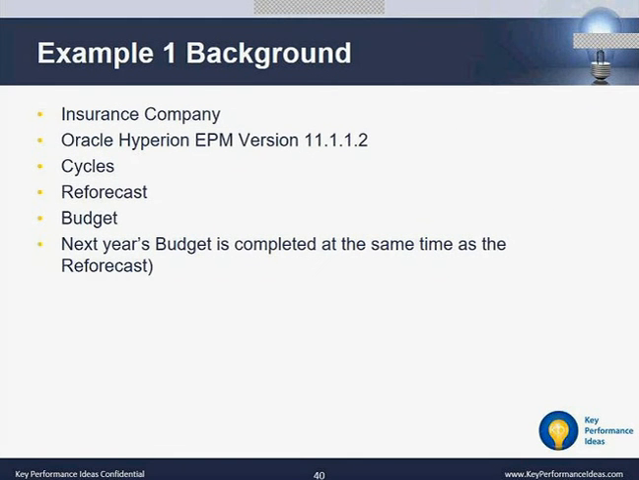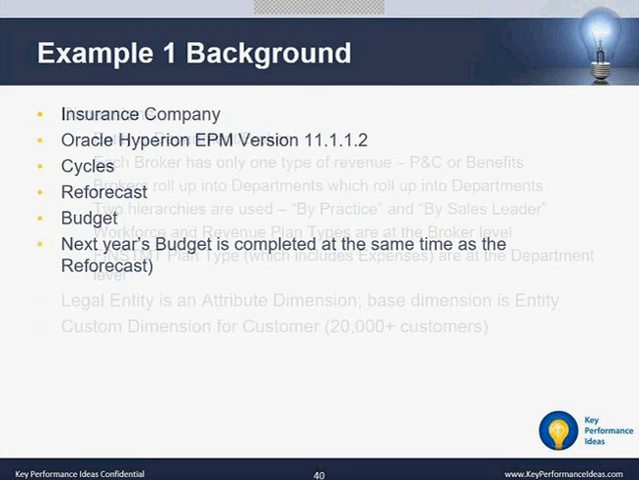So for this example, it's an insurance company that has EPM, Hyperion Planning version 11.1.2. Their cycles are having a reforecast and a budget, and they complete next year's budget at the same time as they do the reforecast, which is essentially just a forecast. So they have a process to complete this year's forecast, and also there's a button in the form that will populate or seed the budget based on data from the forecast in the prior year.